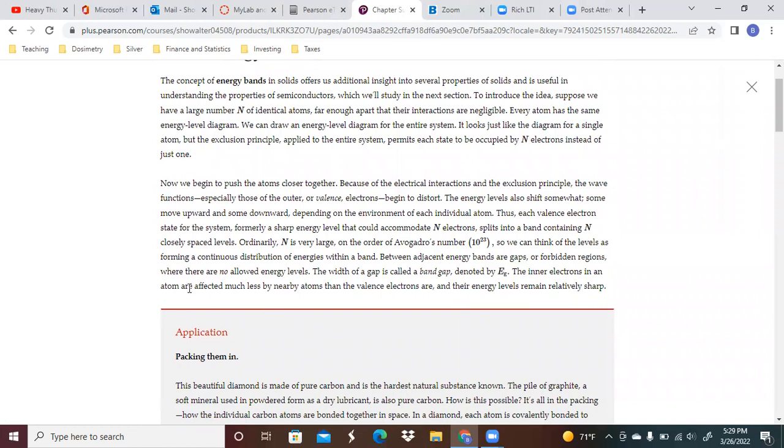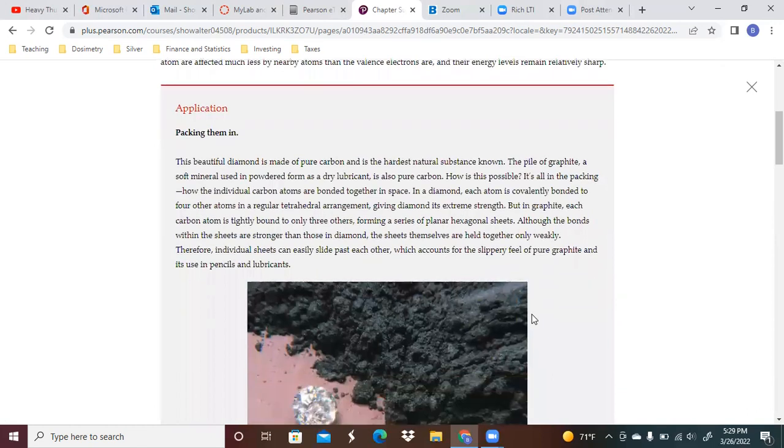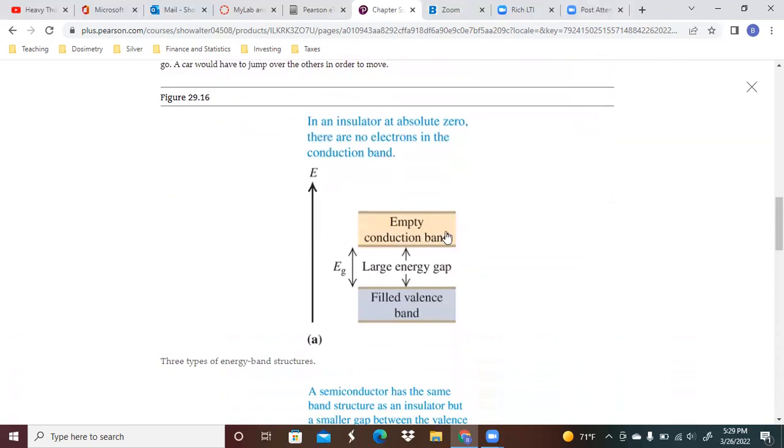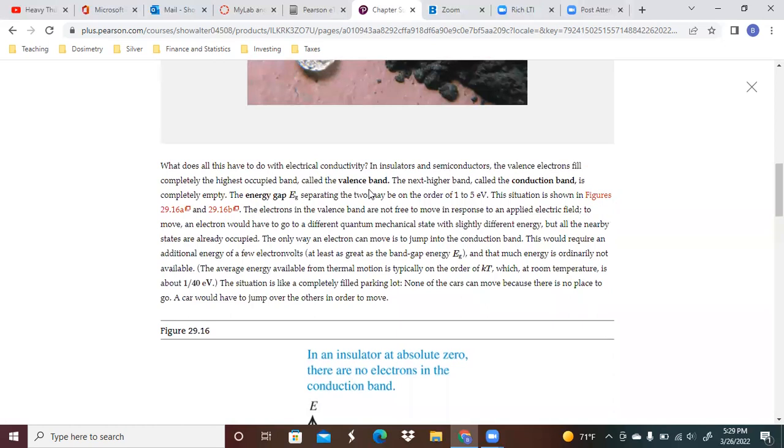So the inner electrons in an atom are affected much less by nearby atoms than the valence electrons are, and their energy levels remain relatively sharp. So what does that have to do with electrical conductivity? In insulators and semiconductors, the valence electrons fill completely the highest occupied band, or the valence band. The next highest band, called the conduction band, is completely empty. So you've got the valence band, you've got the conduction band. The energy gap separating the two may be on the order of 1 to 5 eV.